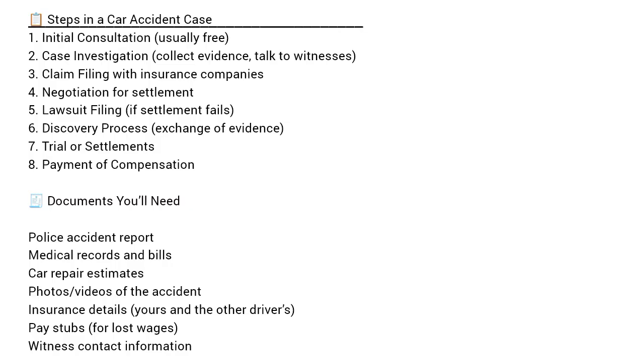Steps in a car accident case: initial consultation, usually free. Case investigation: collect evidence, talk to witnesses, claim filing with insurance companies. Negotiation for settlement. Lawsuit filing, if settlement fails. Discovery process, exchange of evidence. Trial or settlement. Payment of compensation.